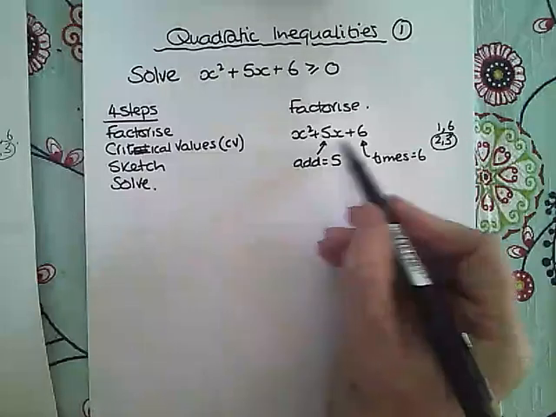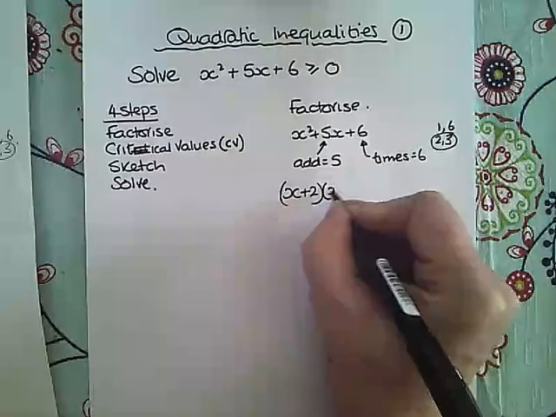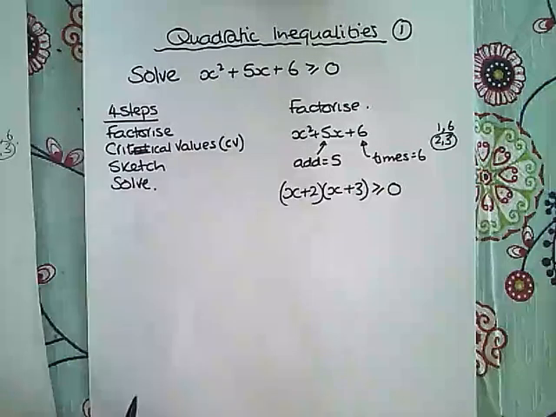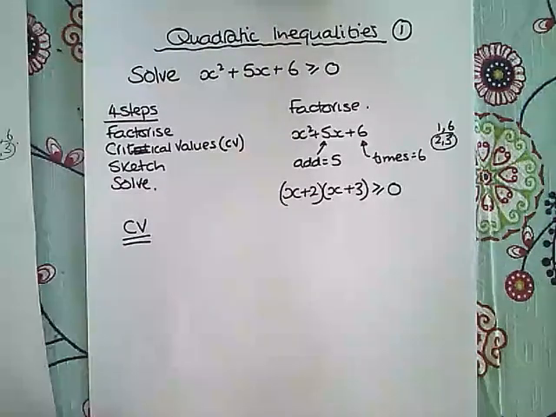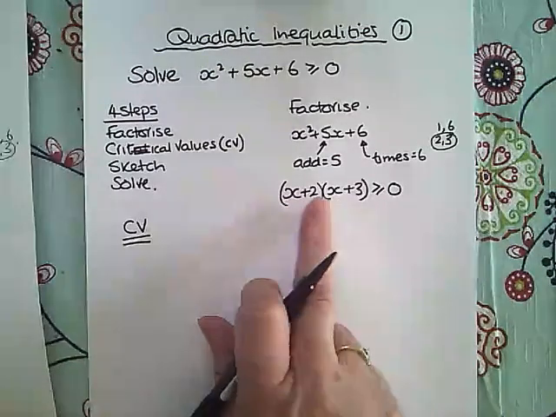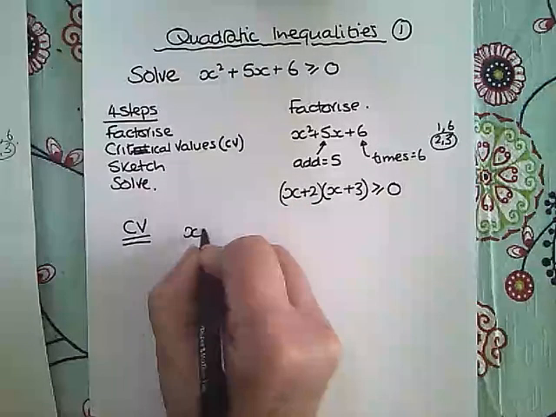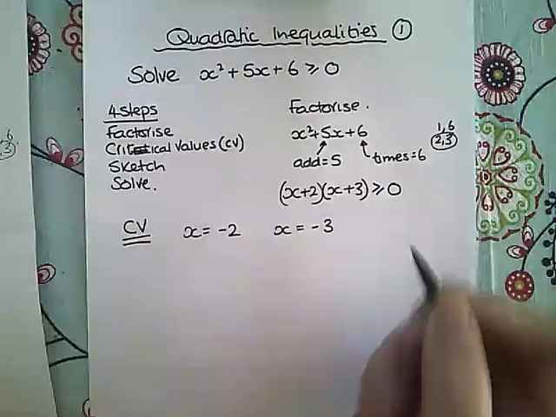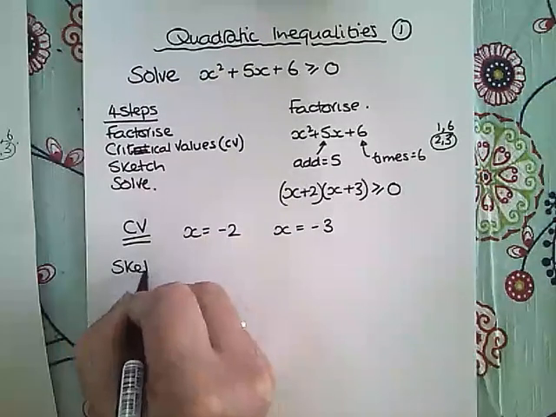So this quadratic expression factorises to x plus 2 brackets x plus 3, and this is still greater than or equal to 0. Now we are looking for our critical values. Critical values are the values of x which make the bracket 0. So in this case they're a bit like the roots or the solutions. It is x equals minus 2, because that would make that bracket 0, and x equals minus 3, because that would make that bracket 0.